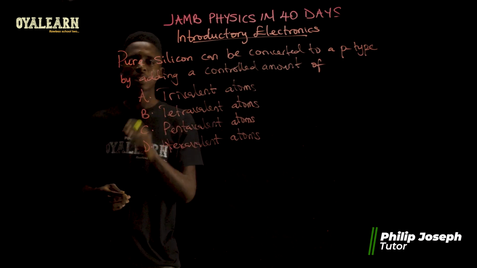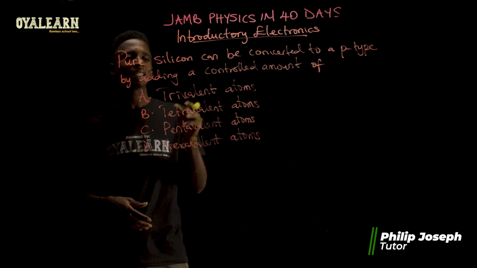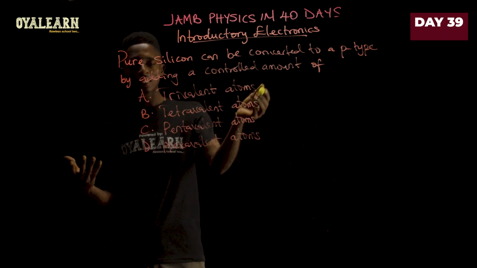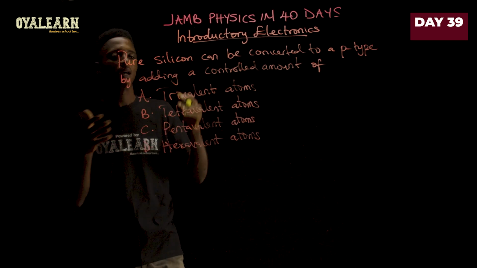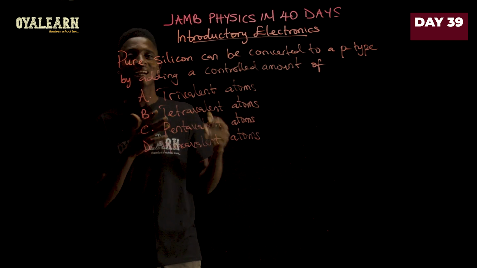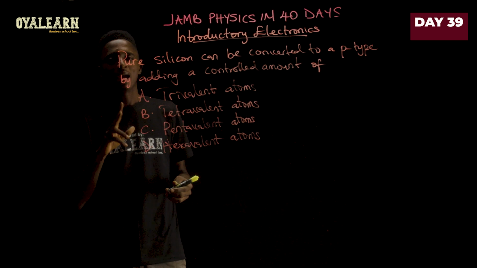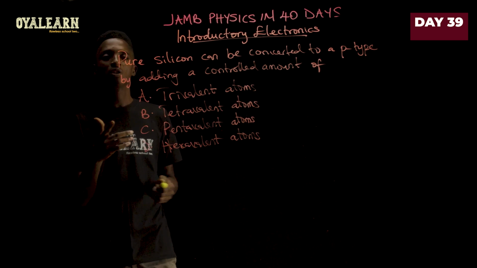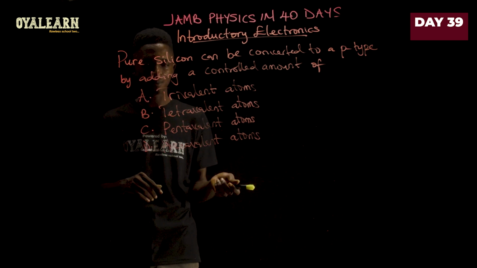This question says pure silicon can be converted to a p-type by adding a controlled amount of. Now this tells you that we don't just throw in atoms willy-nilly to dope a semiconductor. It has to be a suitable amount, that is a calculated or controlled amount of impurity. And if you recall, I did mention at the beginning of the videos that we are either adding a trivalent impurity or a pentavalent impurity.